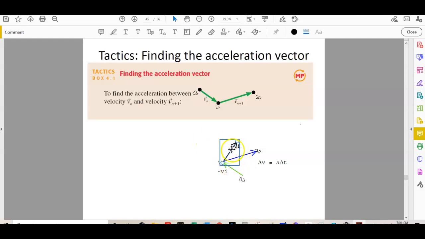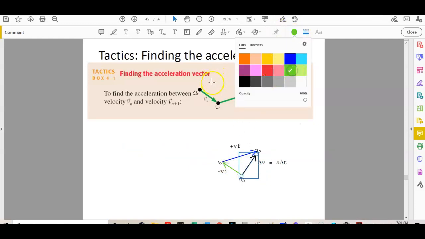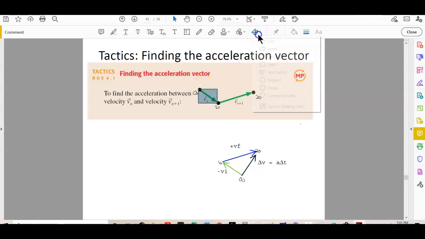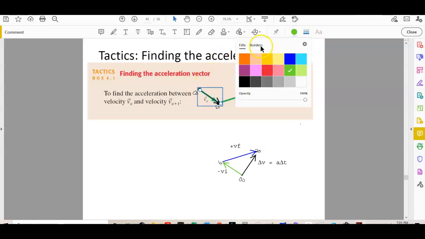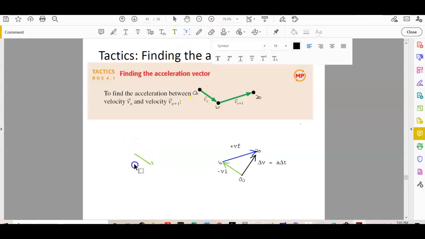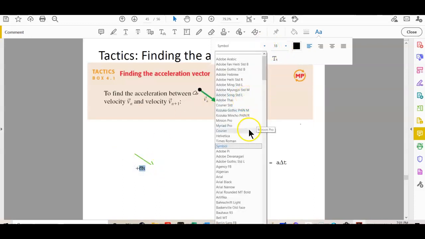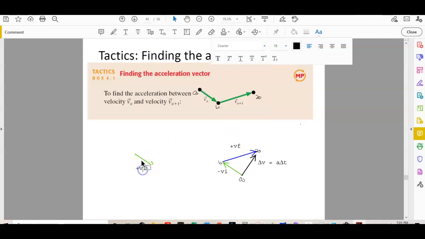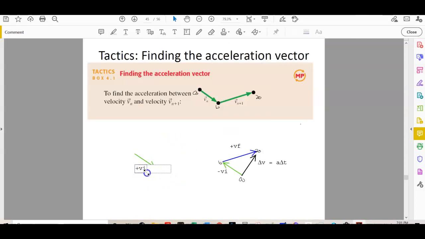So if this is the initial velocity vector, let me actually grab this again, and I want to prove something to you. I'm going to redraw the positive initial velocity vector, which is down and to the right. I'm going to make it green. So this is the positive initial velocity vector.